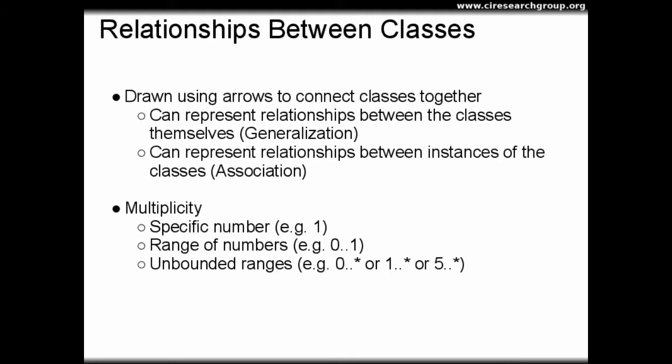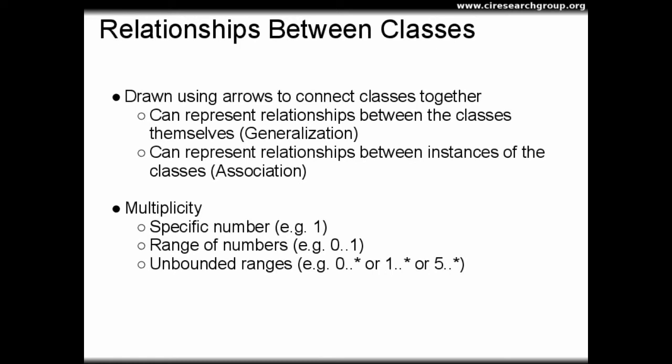Each relationship in a class diagram can have multiplicity numbers assigned at one or both ends of the line connecting the classes. Multiplicities can consist of a single number, such as the number 1, or a range of numbers separated by 2 dots. If the range is unbounded, the second value after the dots is a star instead of a number. Multiplicity values specify how many instances of a class are involved in a relationship.